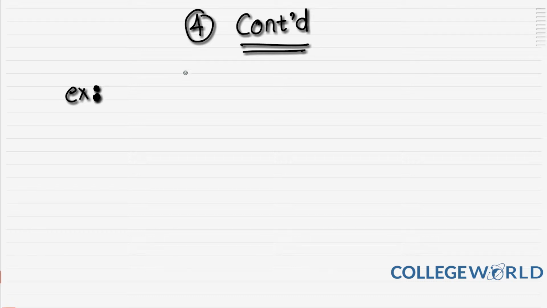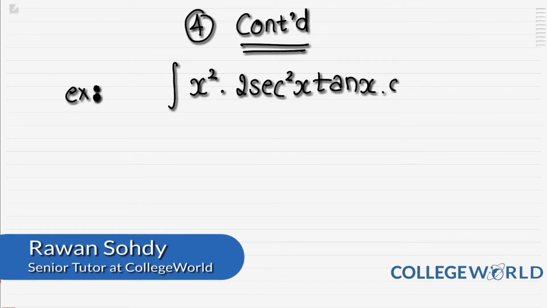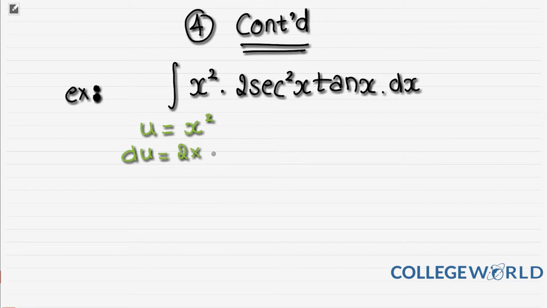So the example we have here states the integration of x squared times 2 sec squared x tan x. Now, as you see, we have a combination of a trigonometric function and a polynomial. But as I mentioned earlier, whenever we have a polynomial, it's better to take that as your u because differentiating it reduces it. So here we'll have du equal to 2x dx. And on the other side, we're going to put our dv equals to 2 sec squared x tan x.